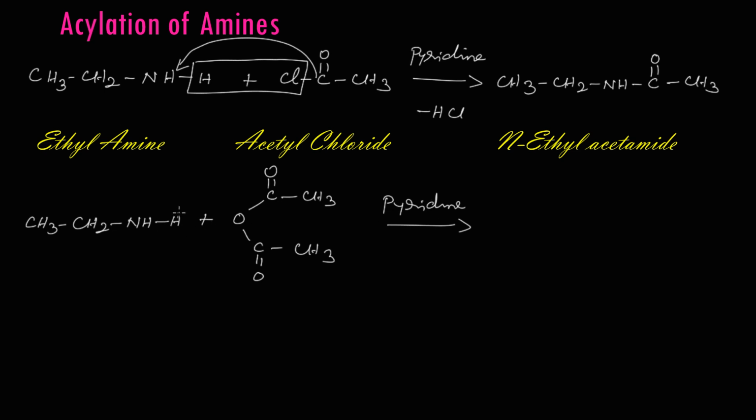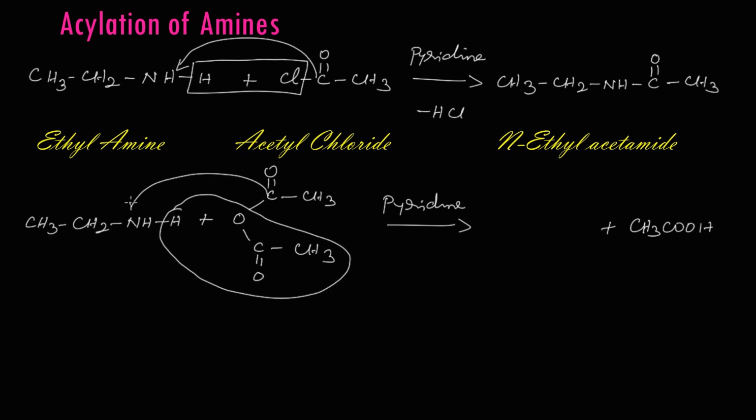Here the hydrogen from the amino group of ethylamine and here CH3COO together will leave as CH3 C double bond O OH, so COOH, which is known as acetic acid. The remaining, this carbon will get attached to this nitrogen. So we get CH3 CH2 NH C double bond O CH3, which is known as N-ethyl ethanamide.